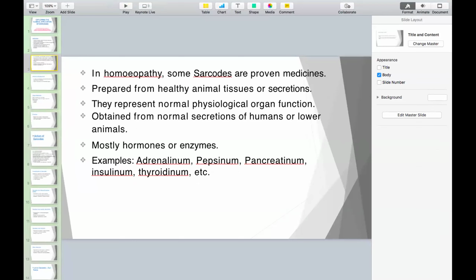Historical background: first of all, in 1834, Constantine Hering used organ tissue in treatment, and afterward its action was seen in dysfunction of the corresponding organ. So it is considered as organ remedies, particular for the organs. Next.